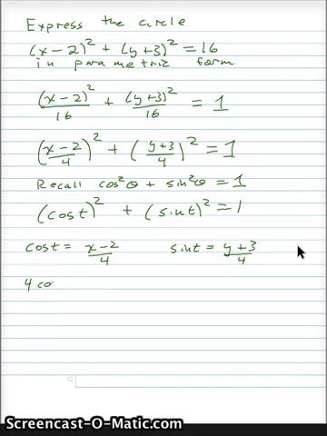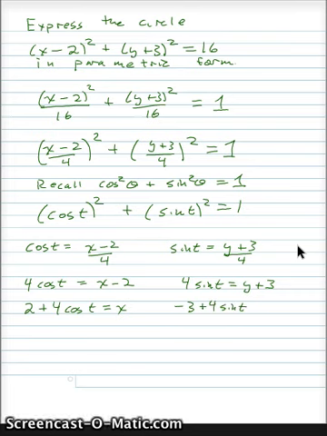So we'll say 4 cos t is x minus 2. And then adding 2 to both sides, 2 plus 4 cos t is x. So that's one of our parametric forms. And then on the other side, multiplying by 4, 4 sine t is y plus 3. Adding negative 3 to both sides, negative 3 plus 4 sine t is y. So I've written this thing now as a parametric equation.